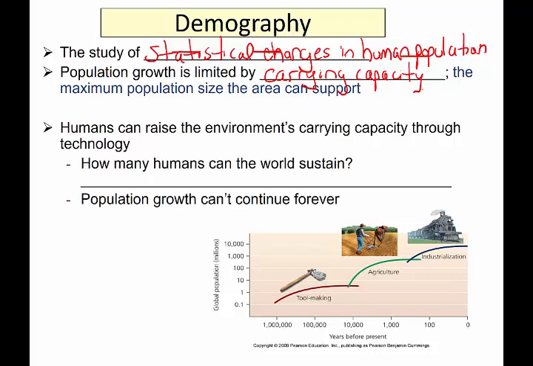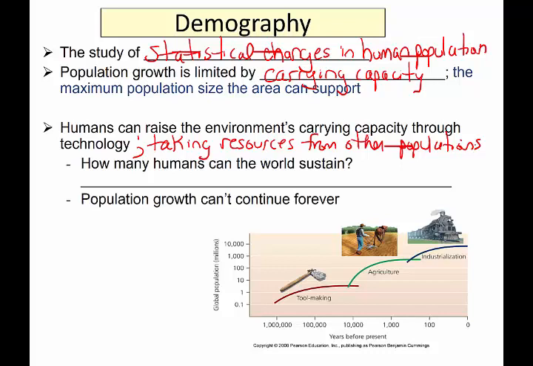Well, remember that only humans can raise their environment's carrying capacity through technology. And the other way, of course, they can raise their environment's carrying capacity is by taking resources from other populations, and those could be humans or animals. So you generally don't see the kind of growth in other populations that has occurred in humans.